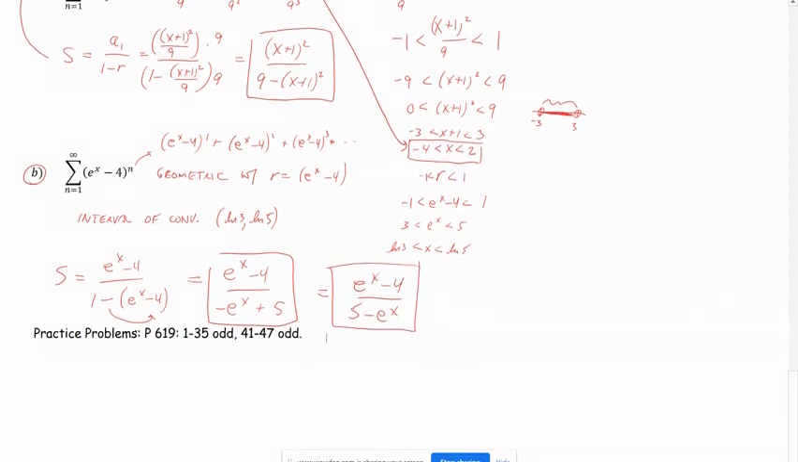So that completes our lesson on finding intervals of convergence and testing endpoints. There are many good practice problems on page 619, so I would recommend trying as many of those as you can, and try to log in with me during office hours if you have questions on those.